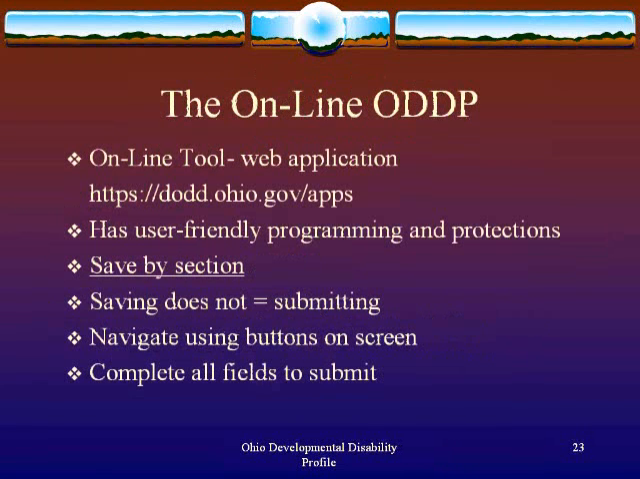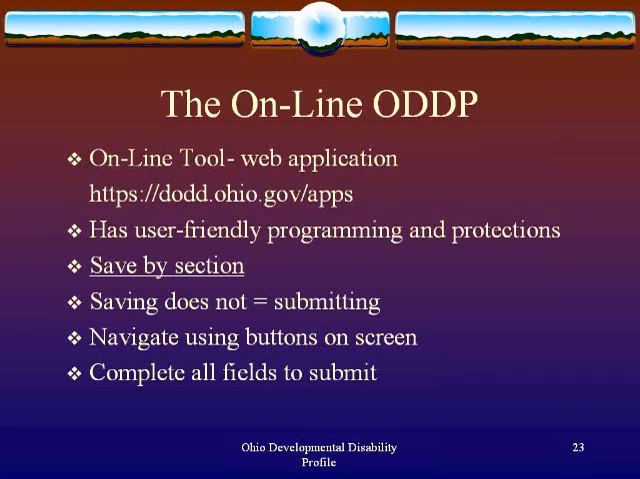When you enter everything into the online application, you're going to have to make sure that you save by section. You're going to have to make sure that saving is not equal to submitting. We try to make it user-friendly. We believe that it is simply the paper tool that you will see in front of you, with each page being a different page on the website.